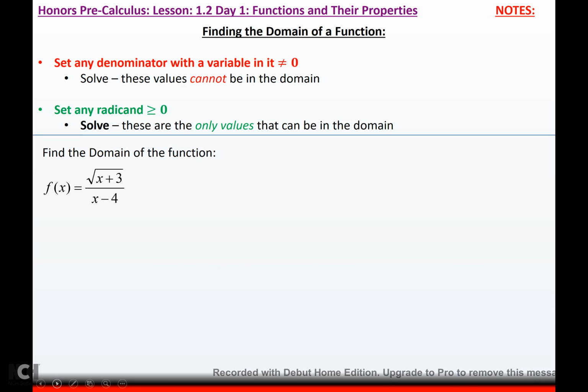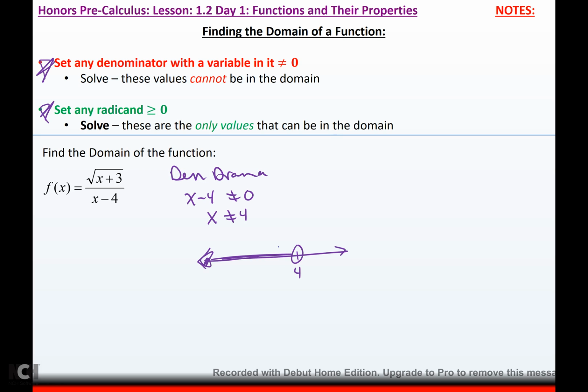Okay? Alright, so on this one, I've got 2 sets of drama. I've got denominator drama, and I've got radical drama. So you just do them separately. My denominator drama says, Mr. Denominator, you may never equal 0, so x may never equal 4. So I put a hole there, and I color everything else. There's my denominator drama.